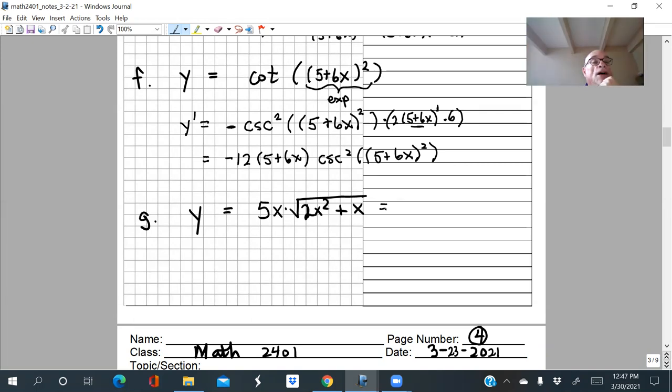How do we rewrite those, Colin? Oh, right, as fractions. As fractional exponents, right? So you could rewrite this as 5x times (2x squared plus x) to the 1/2 power, okay? That may be a really good place to start: rewriting the square root. So that's fine, all right?